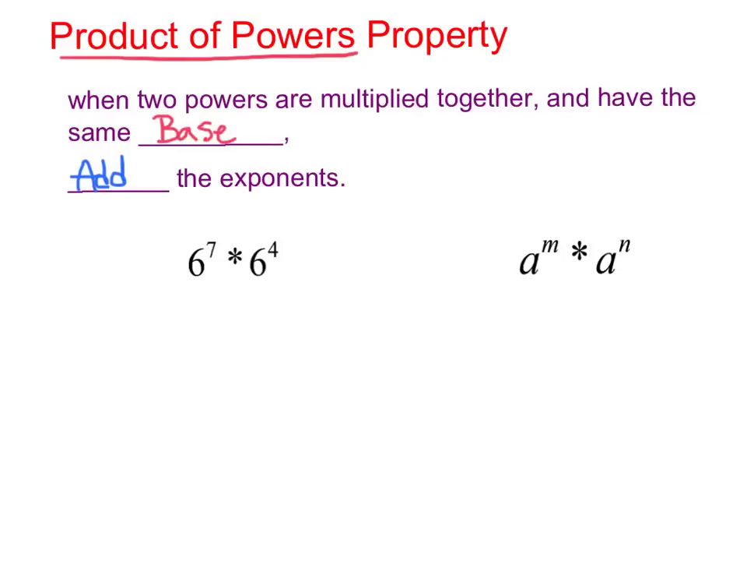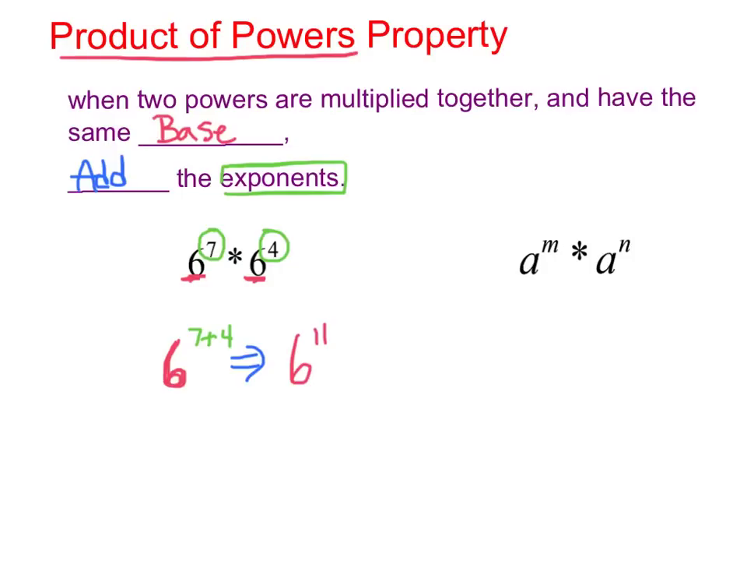The first one, we have 6 to the power of 7 times 6 to the power of 4. Remember, 6 is our base, and our exponents are 7 and 4. So if we have the same base, all we have to do is write the same base again. So this is 6, and then we can add our exponents, which are simply 7 plus 4. And so this then becomes 6 to the power of 11, because 7 plus 4 is 11.